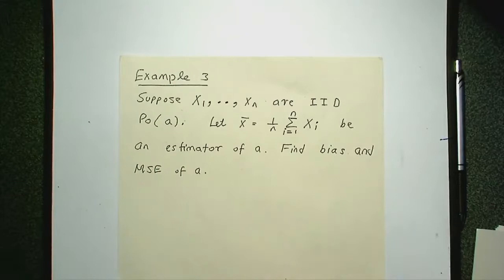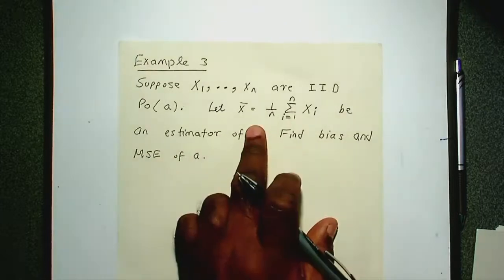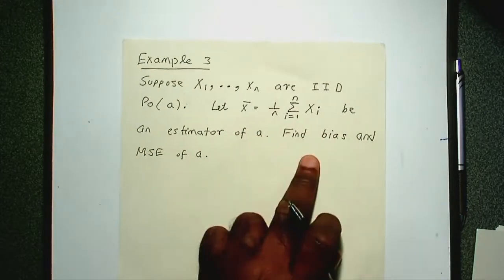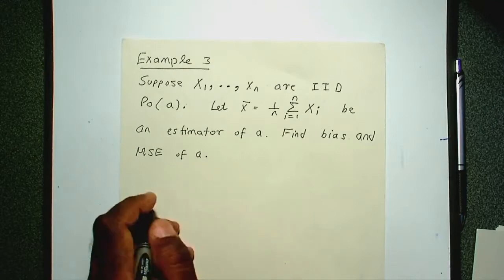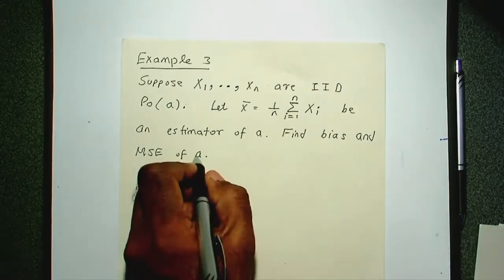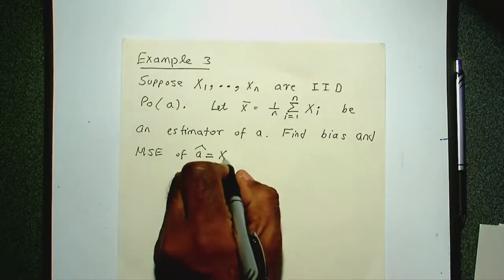All right, so here we have a random sample from a Poisson distribution with parameter A, and the estimator for A is the sample mean x bar, and we want to find the bias and the MSE of x bar. Right, I mean of A hat rather, which is equal to x bar.